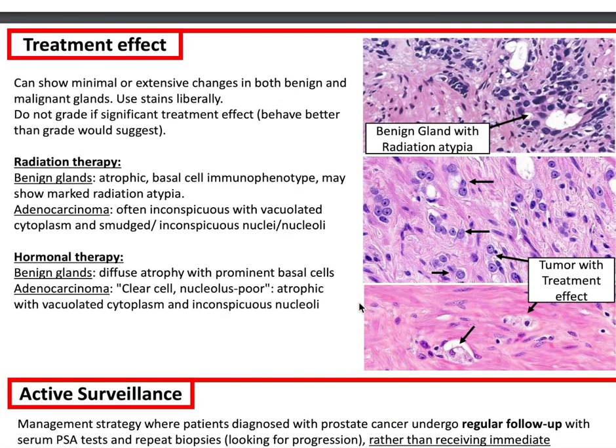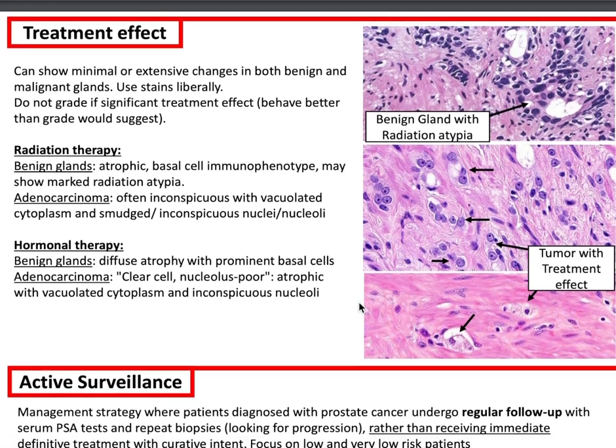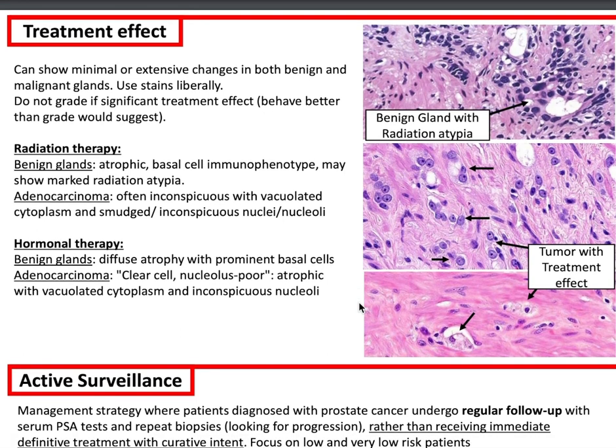Treatment effect. It can show minimal or extensive changes in both benign and malignant glands, and use stains liberally, especially if they have a history of treatment, and do not grade if there is significant treatment effect, as it behaves better than grade would suggest. And radiation therapy, you might have benign glands that are atrophic, they have a basal cell immunophenotype, and may show marked radiation atypia.